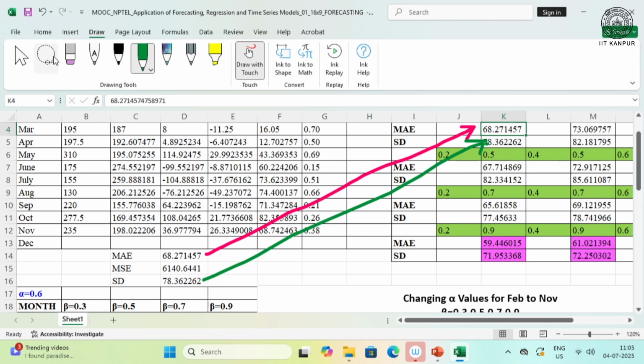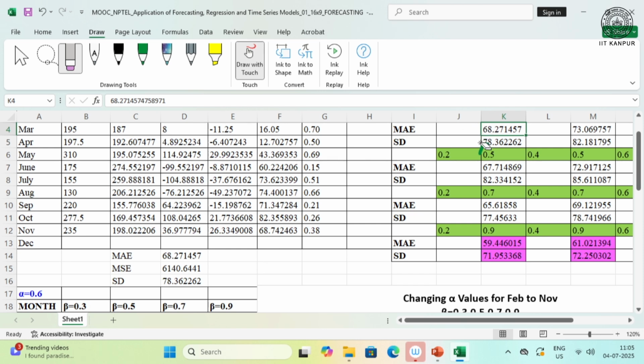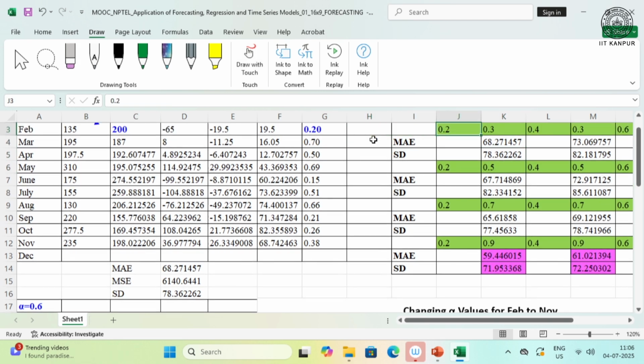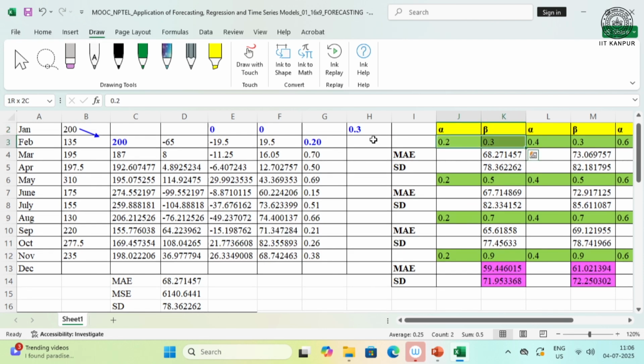So, when I utilize that, I will erase this, because I do not want too much coloring to clutter our diagrams. So, in this way, let me remove the green color. Yes, done. So, for value of 0.2 of alpha and 0.3 of beta, I have MAE and standard deviation.